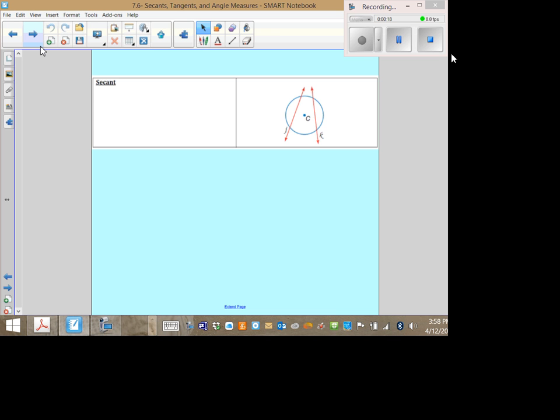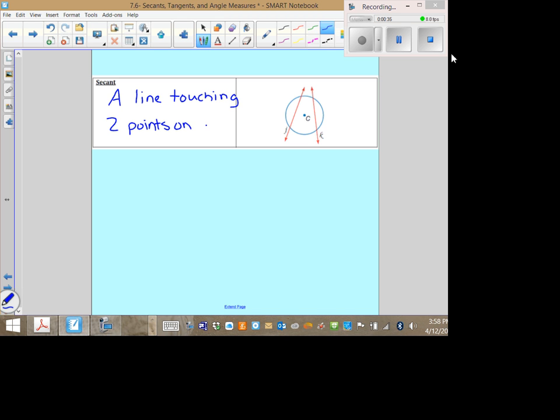So first of all, a secant is a line touching 2 points on the circle. Yesterday we talked about tangents, today we're talking about secants. So a line touching 2 points on a circle.